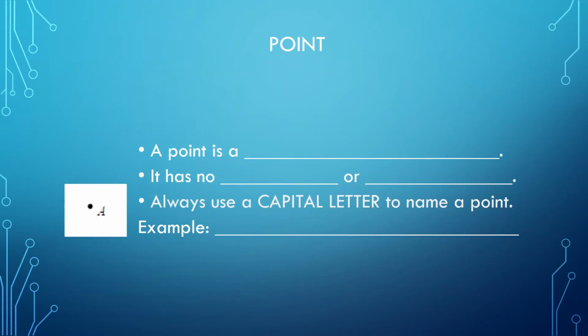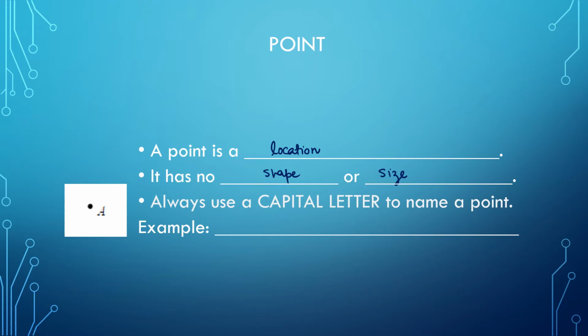So let's talk about point first. A point is a location. It has no shape or size. The point does not have a width or a depth or a length. That's why it does not have a shape or a size.